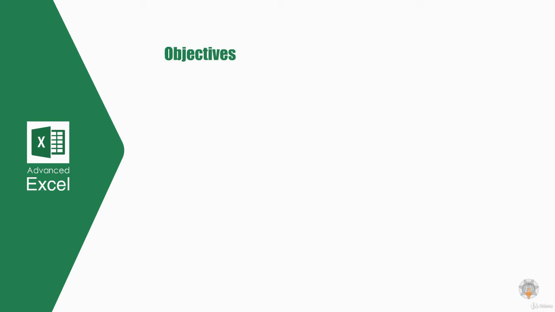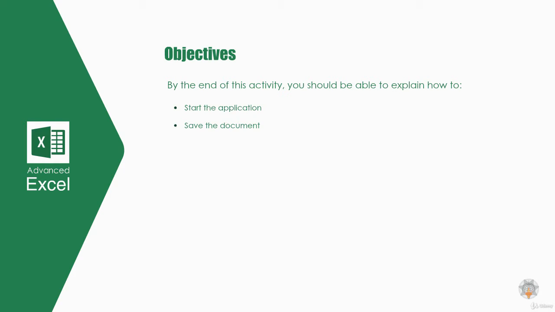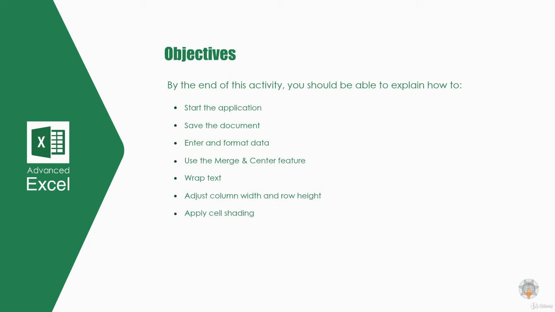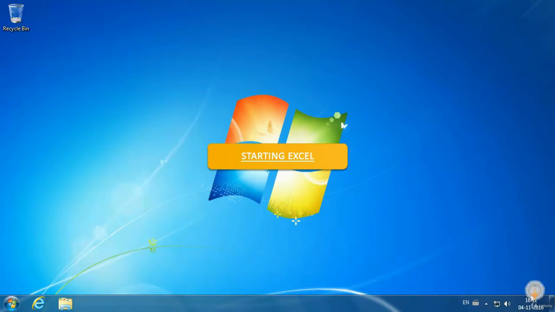Objective: by the end of this activity, you should be able to explain how to start the application, save the document, enter and format data, use the merge and center feature, wrap text, adjust column width and row height, apply cell shading, create borders. Let's now learn starting Excel.